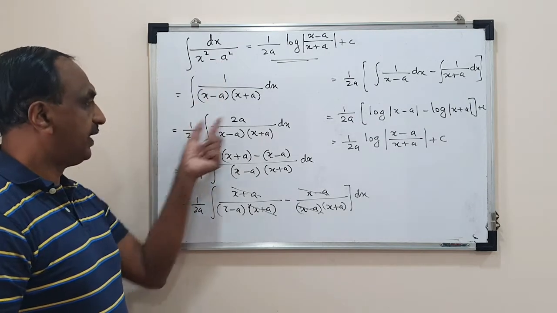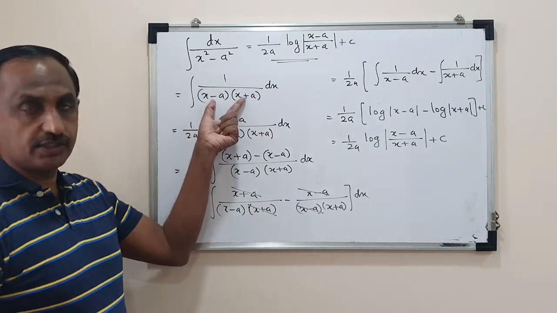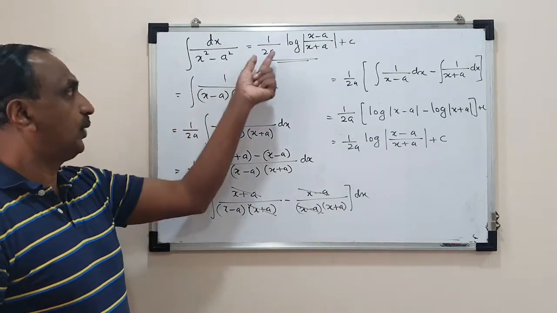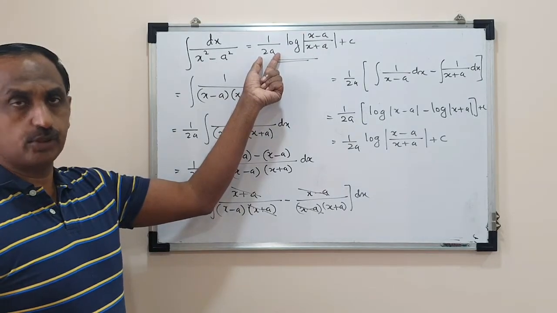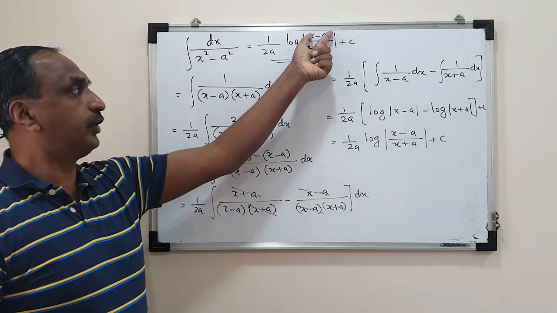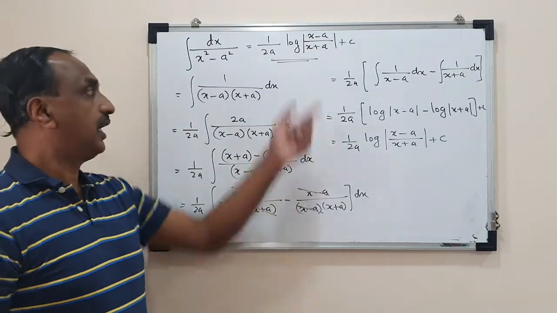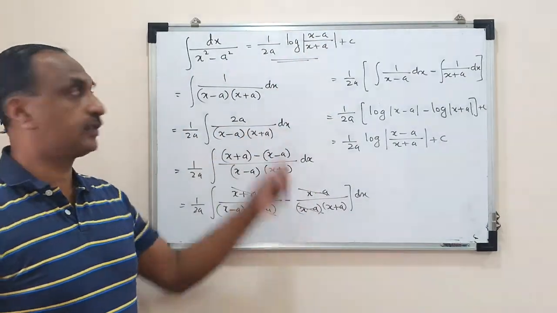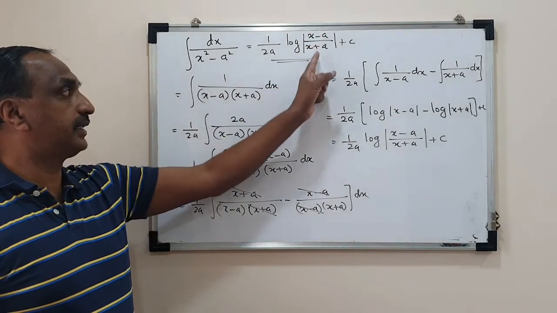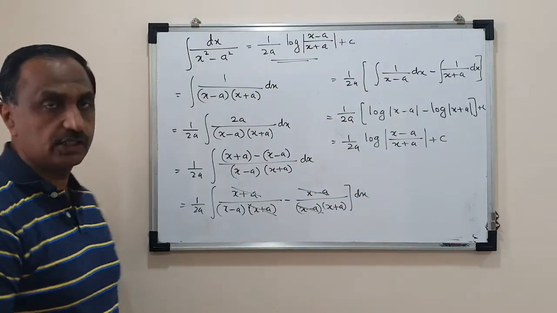First of all, you divided and multiplied by 2a because the difference is 2a. So 1 by 2a becomes your prefix. Then the log of the numerator will be the x minus a factor, and the denominator will be the x plus a factor. The factors of this: minus in the numerator and plus in the denominator. This is how we need to do this.